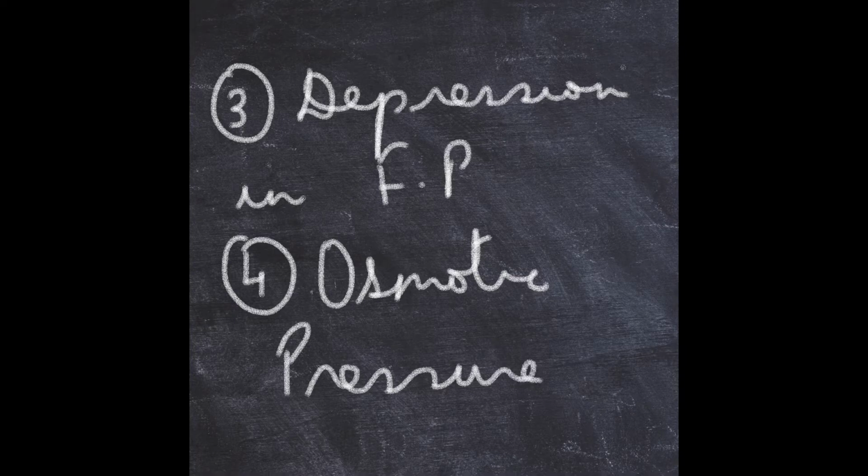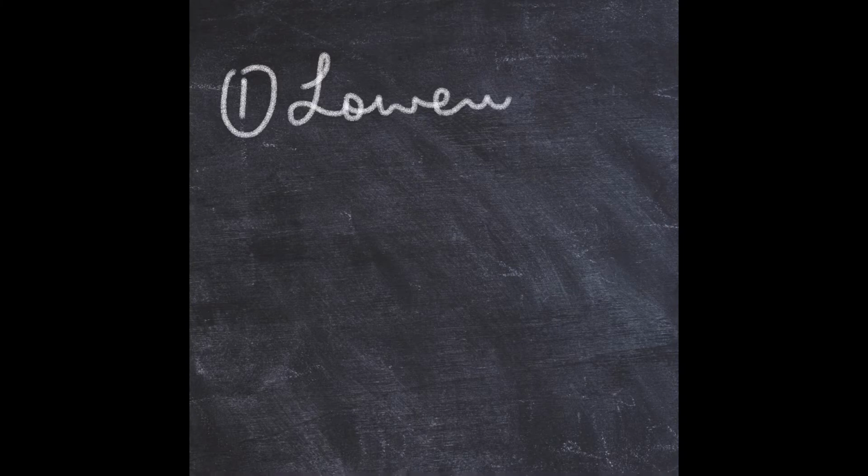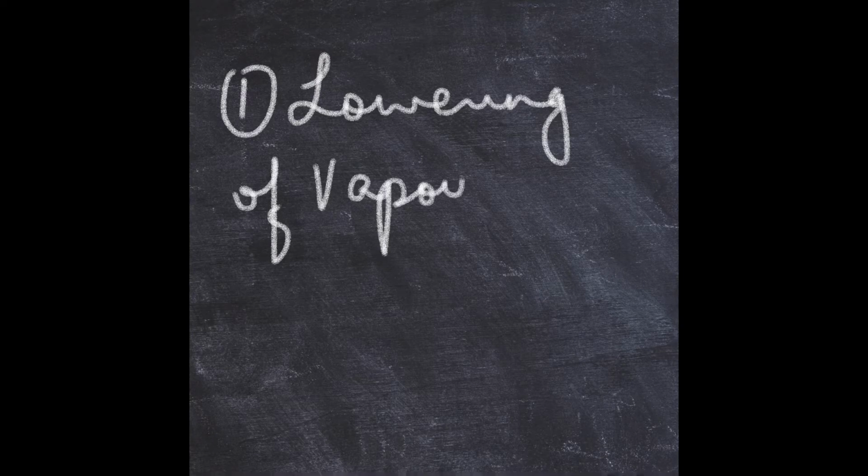To start with, we'll take up the first colligative property which I had mentioned over here, and that is lowering of vapor pressure. Right. Now, before we delve into the lowering of vapor pressure concept, let's understand what vapor pressure is.